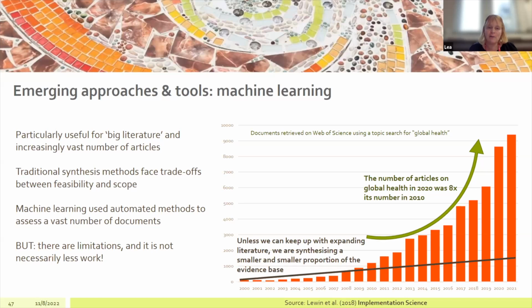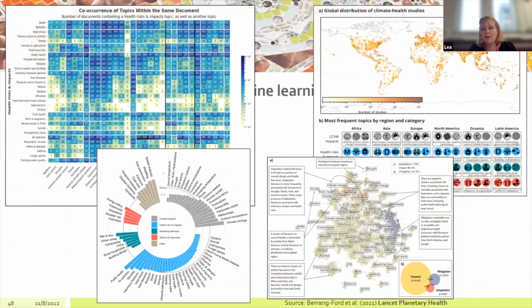Machine learning uses automated methods to screen and/or analyze a vast number of documents. There are a lot of limitations, but it also can be really exciting and complementary, especially when you start with a really huge literature. You want to screen it for core themes, and then maybe you want to do manual or more traditional literature reviews on different themes. Here are some examples of the outputs that you can create using these huge data sets. This is from a recent article I did on screening the vast global literature on climate and health, where we can report on where that literature is coming from, what some of the core themes are, what interventions and risks we have a lot of literature on versus not much, etc. So machine learning was quite useful in this case.